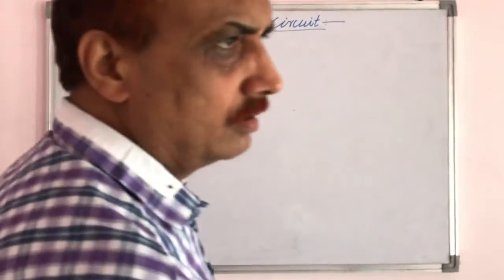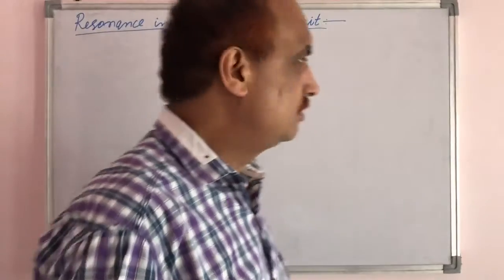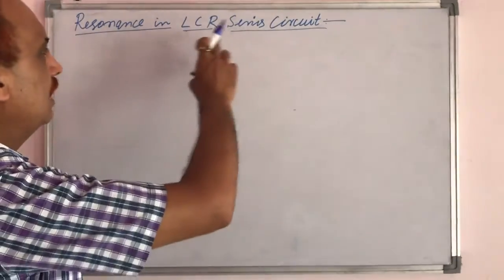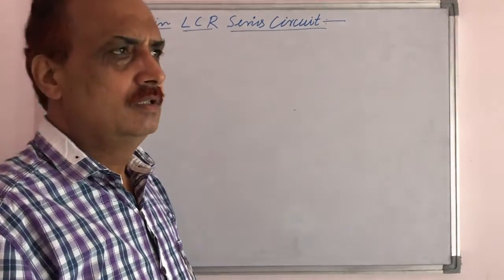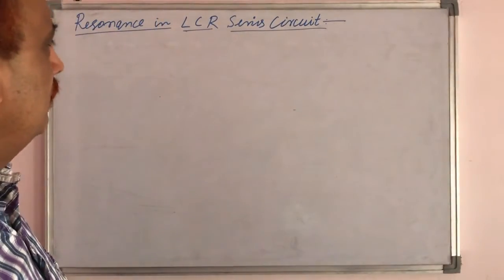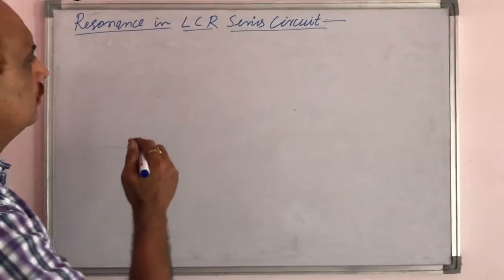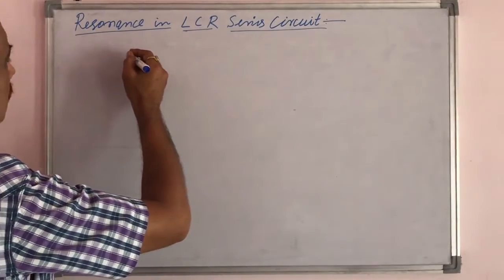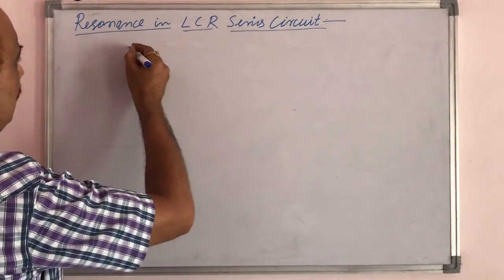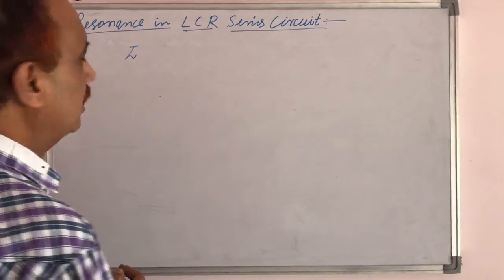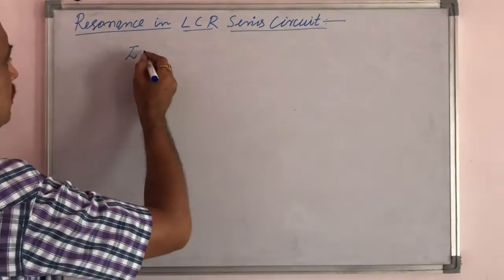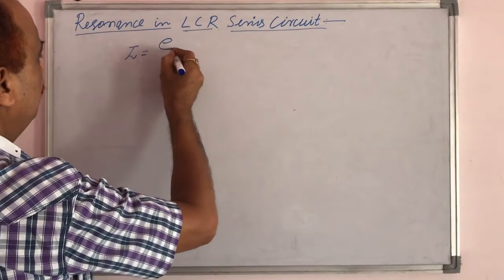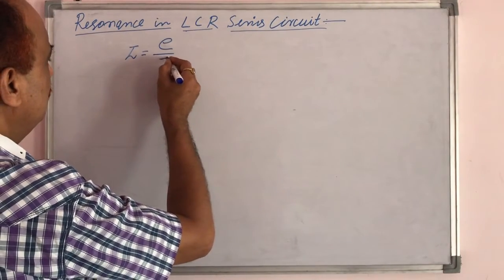Hello students. Now the next topic is resonance in LCR series circuit. To start the resonance in LCR series circuit, we have to start with the last result of the article LCR series circuit. The current that is flowing in the LCR series circuit is equal to EMF upon impedance.